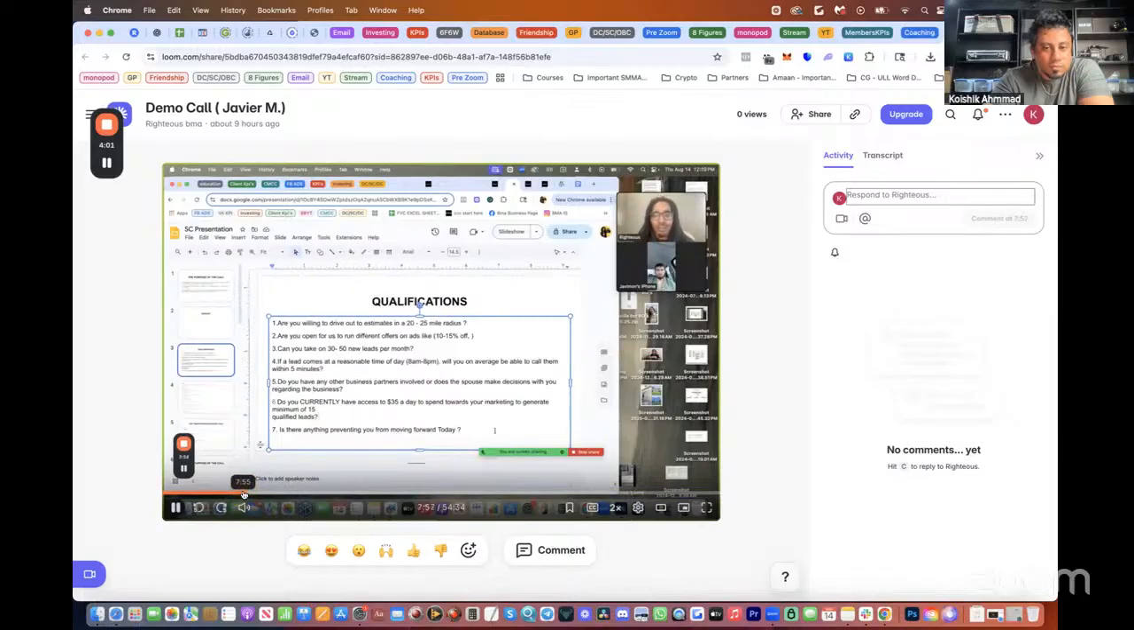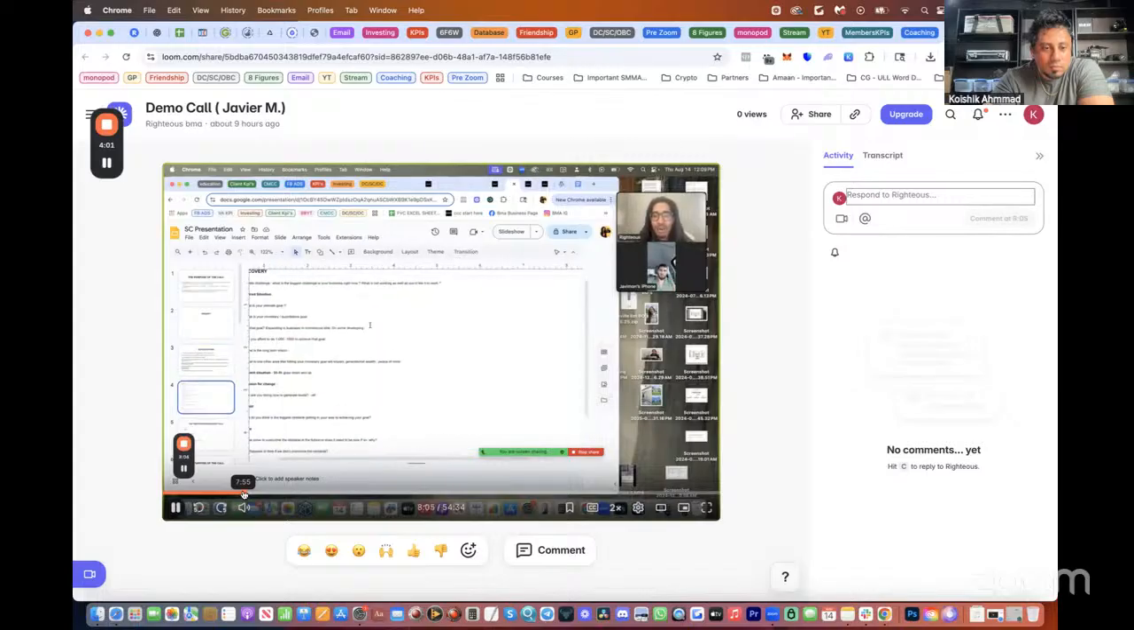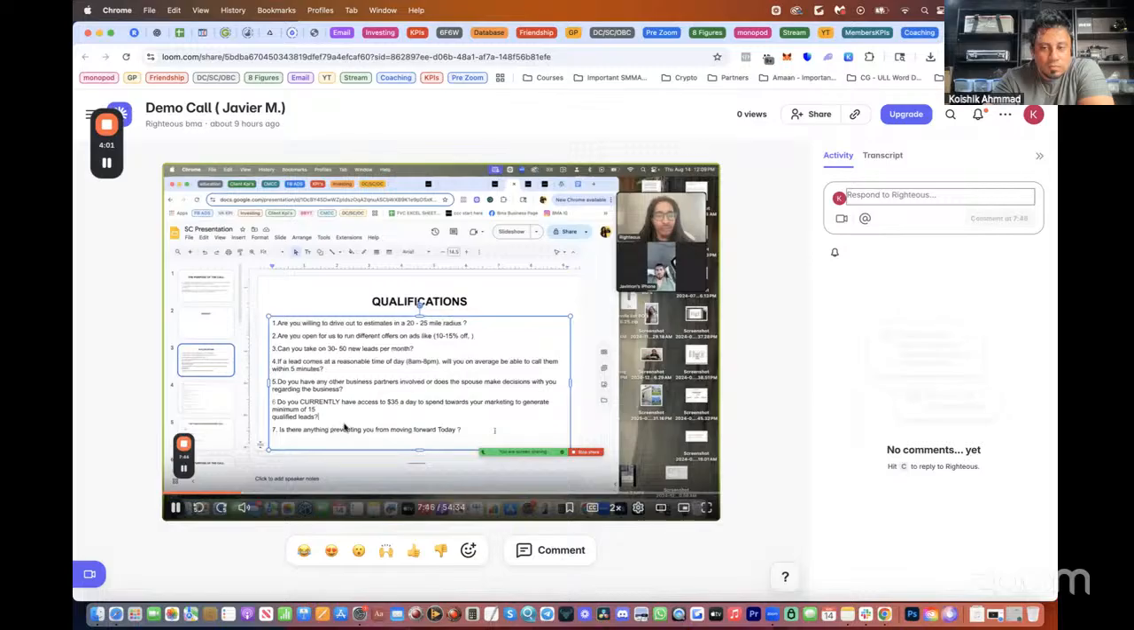We flew through those and pretty much checked off all my boxes there. I don't see any red flags. My next set of questions are discovery questions. If everything checks out, I would love to jump on. Perfect, man. We flew through those and checked off all my boxes. I don't see any red flags. My next set of questions are discovery.